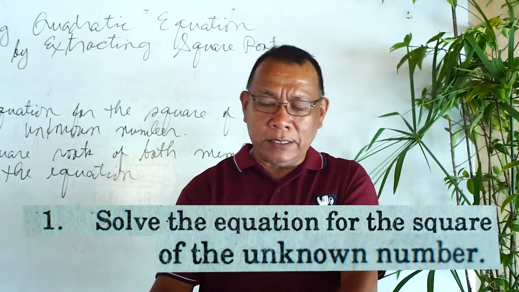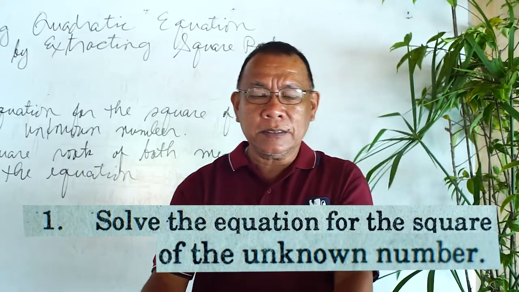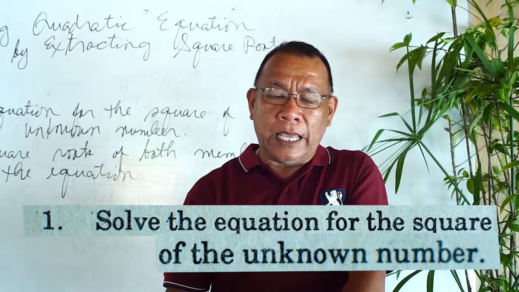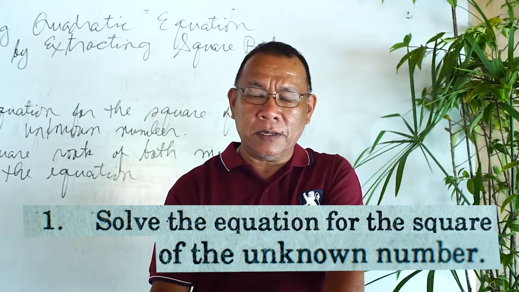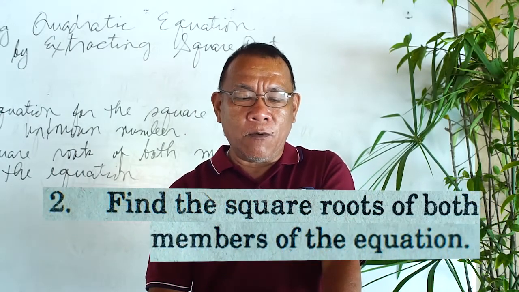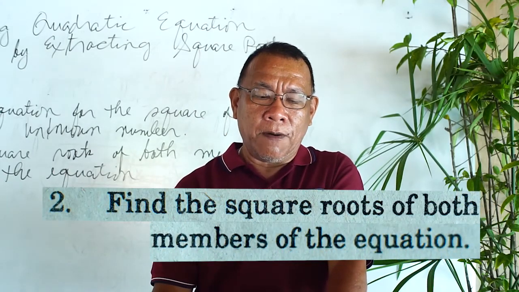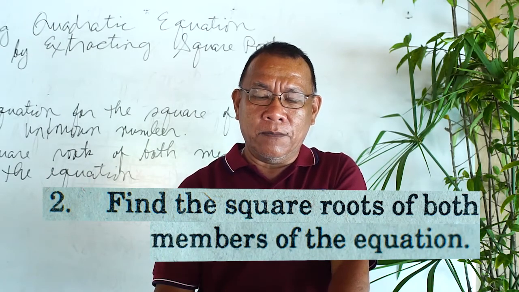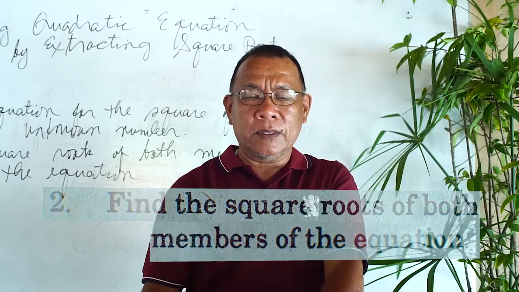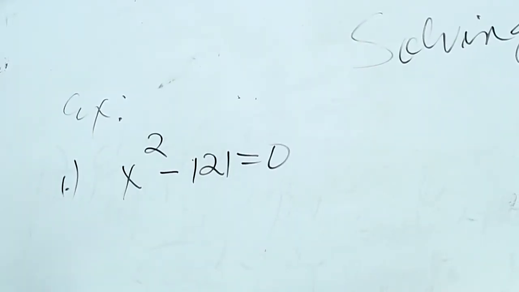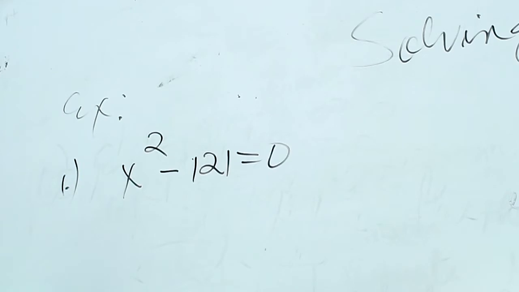Rule number one: solve the equation for the square of the unknown number. Rule number two: find the square root of both members of the equation. For example, number 1, x squared minus 121 equals 0. Then first, we have to take the square root of both sides of the equation.